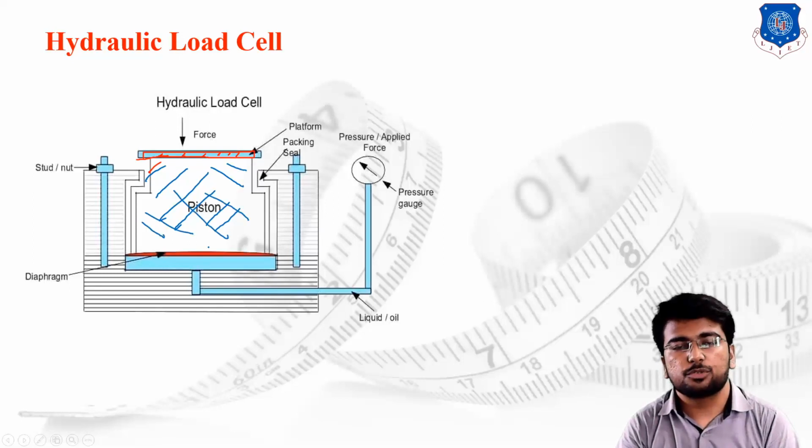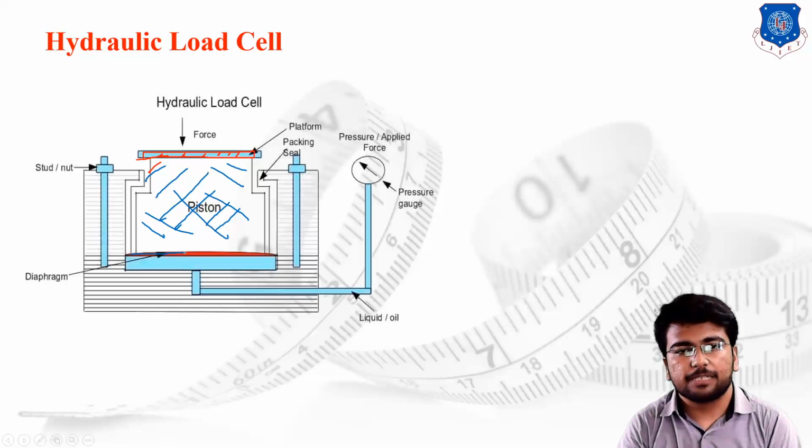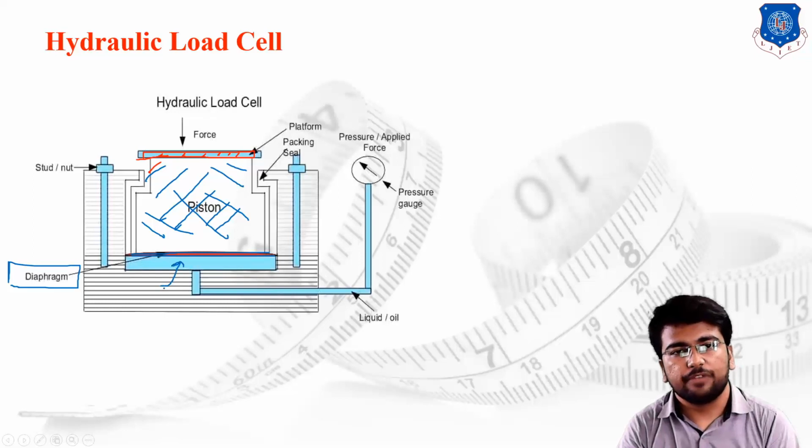The piston is used to transfer the force from the loading platform to the liquid. Then a metallic diaphragm has been provided over here. The red color in the figure, you can check, this is the diaphragm. A metallic diaphragm has been provided. Then below the metallic diaphragm, the oil or the liquid with high viscosity has been filled.